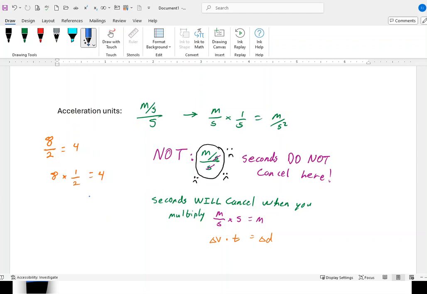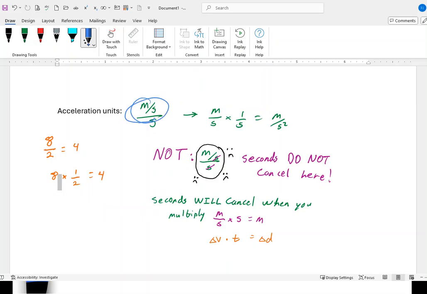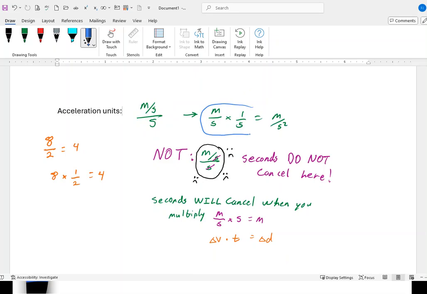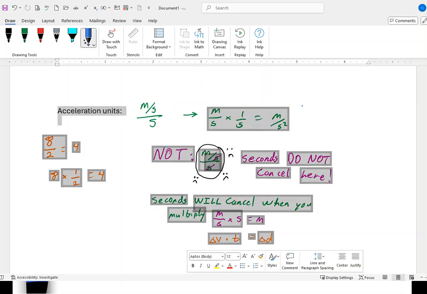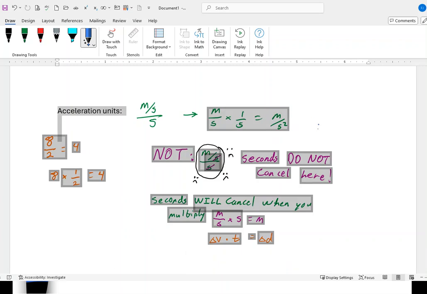Well, when we divide by something, we can also say that's the same thing as multiplying by its inverse. So the inverse of 2 is going to be 1 over 2, right? So 8 times 1 over 2 is also equal to 4. You say, okay, fine. So that means meters per second here divided by seconds down here is the same thing as saying meters per second times 1 over second, the inverse of seconds, and that's how we get meters per second squared.